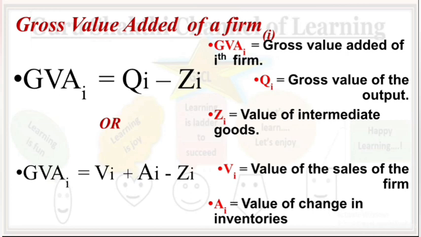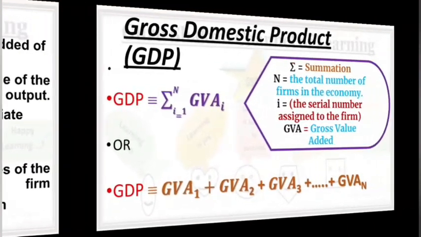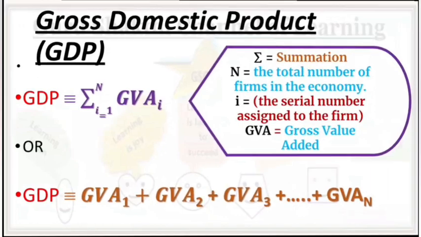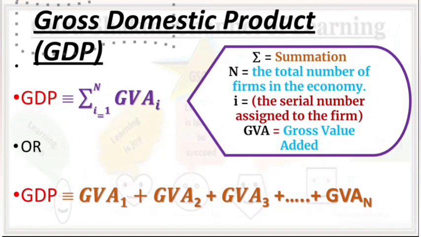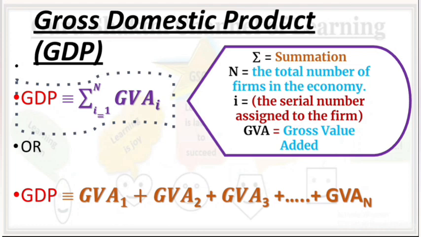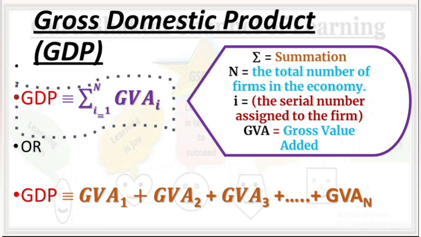Summation of all the firms' gross value added gives us gross domestic product. This is how we can calculate the aggregate annual output of an economy. Gross domestic product is identical to the summation of gross value added of all the firms in the economy.